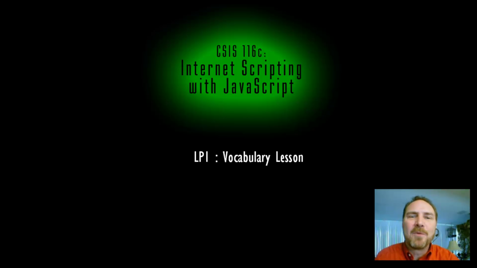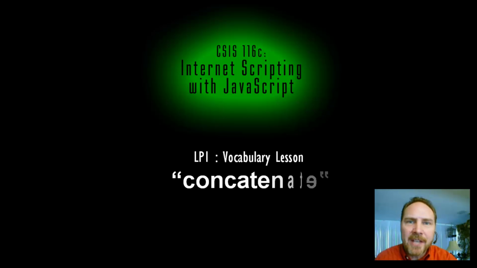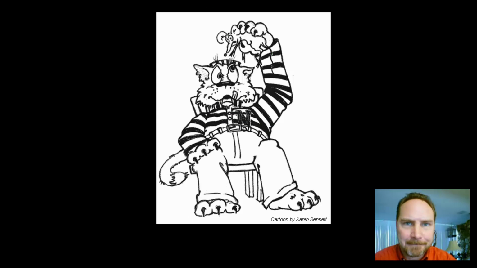This is Lesson Plan 1. It's a vocabulary lesson, and the vocabulary word is concatenate. By the end of this lesson, you will be able to correctly write, spell, and define the word concatenate. But first, let's start with a cartoon.